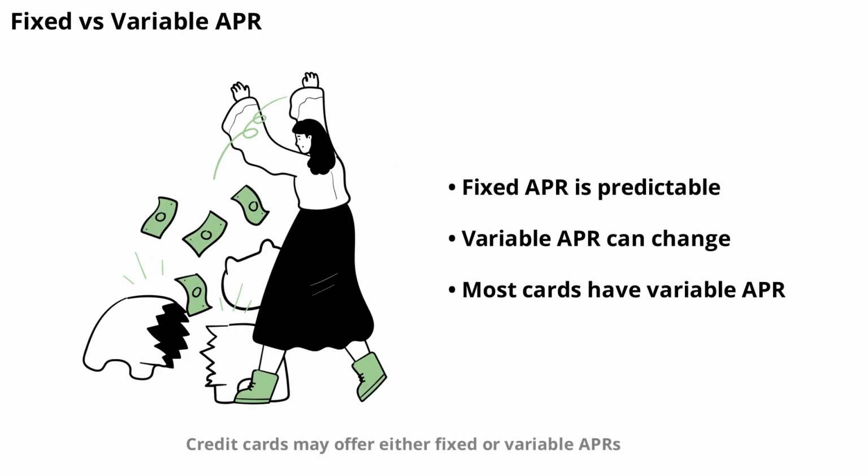Credit cards may offer either fixed or variable APRs. A fixed APR stays the same over time, making it easier to predict your interest costs. A variable APR, on the other hand, can change based on market conditions, such as the prime rate. Most credit cards today have variable APRs, which means your interest rate could go up or down. Knowing which type your card uses helps you plan for potential changes in your monthly payments.